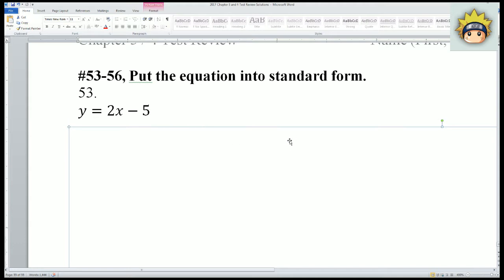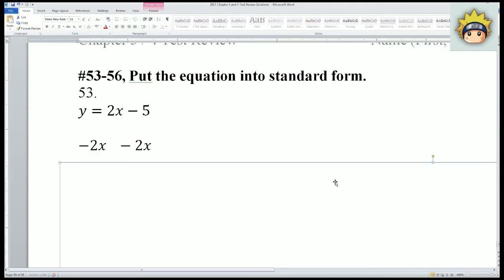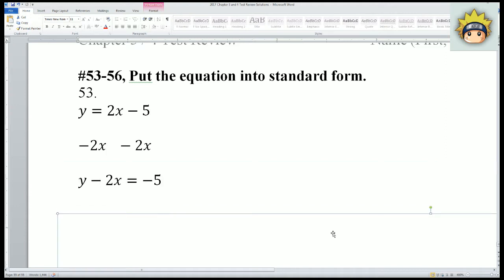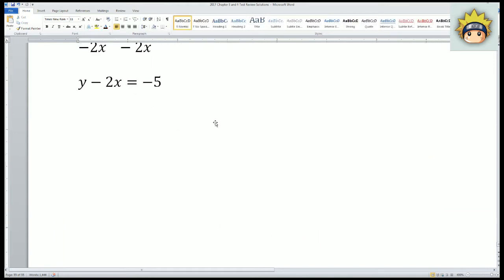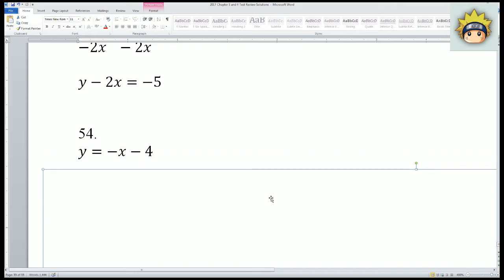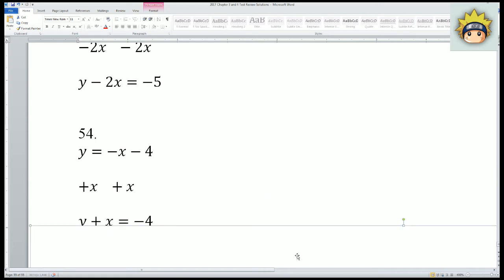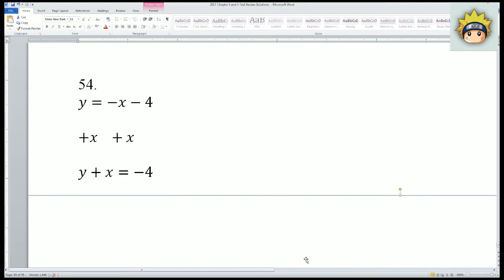So here I have y equals 2x minus 5. I have to subtract 2x from both sides to get the variables on the left-hand side. y minus 2x is equal to negative 5 now. That is my equation in standard form. 54 gets us y is equal to negative x minus 4. My goal is again to get the variables on one side, so I'm going to add x to both sides, then I simplify to get y plus x equals negative 4.